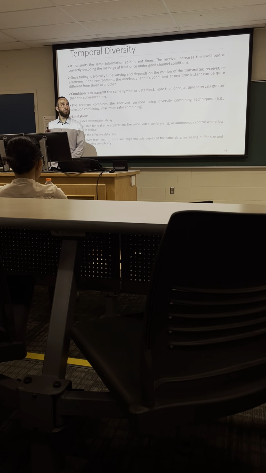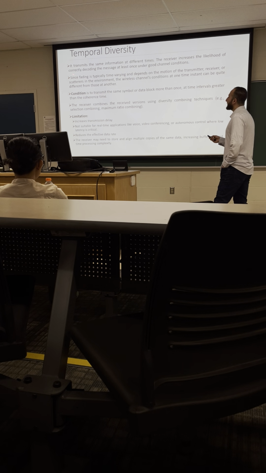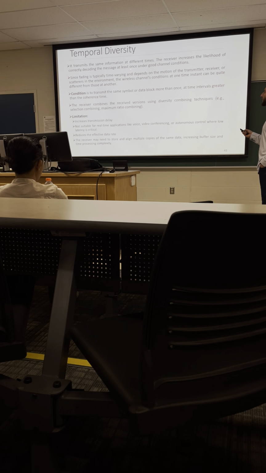Okay, so the second type is temporal diversity, or time diversity. Instead of sending multiple versions of the signal over space, you can send it over time. You can send it now, you wait a little bit, you send the same symbol, after a certain time, you wait and you send, right? So we transmit the same information at different times. But again, the receiver increases the likelihood of correctly decoding the message, as we know all that.